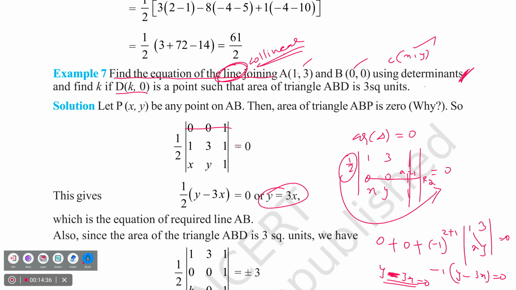Understand? Either this or that I am getting. That is our wish. They have taken 0 0 in the first row. I didn't take it like that. I applied as it is, and even so I am getting the answer. That's not an issue. You can go like that.